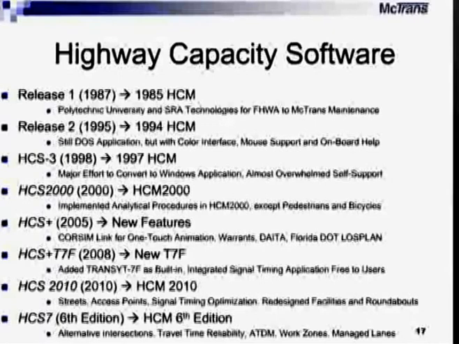The 2000 manual came out. We were pretty much ready for that one. We were already in Windows. That was not a tough thing for us. We got tired of waiting 10 years for the next manual, so we came out with HCS Plus in 2005, and that CORSIM link that I described a moment ago was one of the biggest things we did.